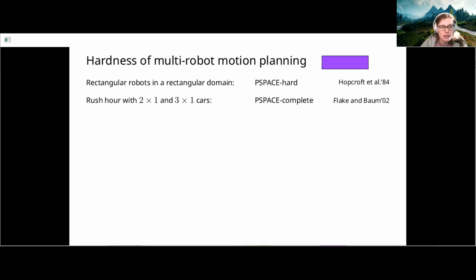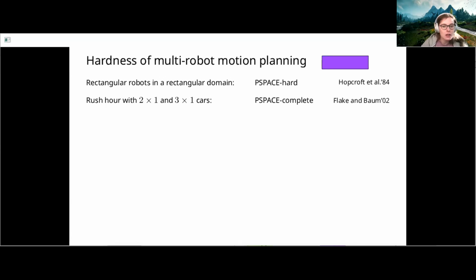And the puzzle is to figure out if we can free one specific car and move it to the boundary of the rectangular domain and through the exit. Yes? Can I ask a question? So if you are rectangular robots in a rectangular domain, can these rectangles also rotate or just translate? No, they are just moving without rotation, translation for now. Thanks. Good point.